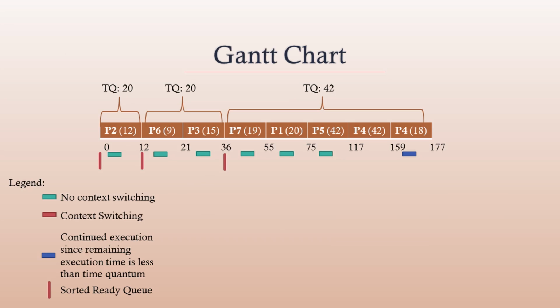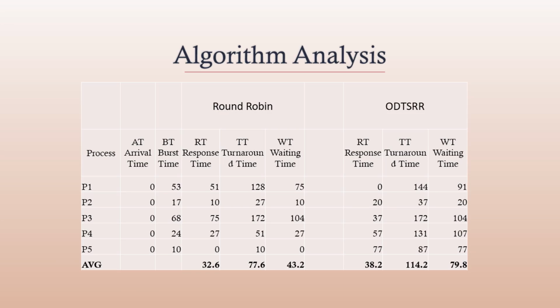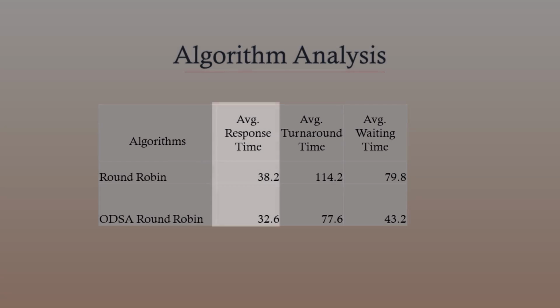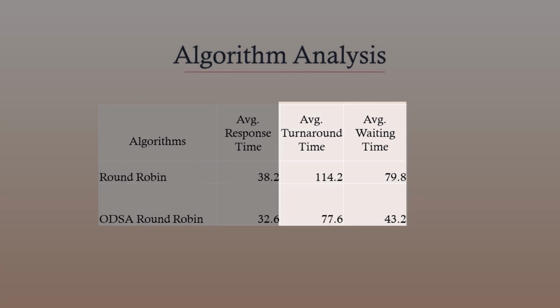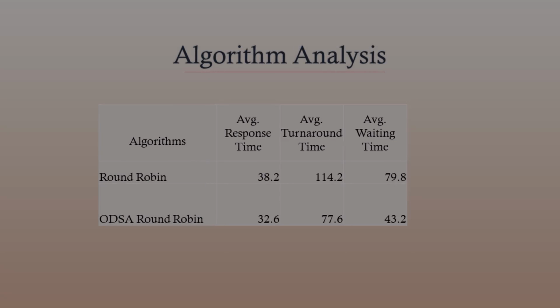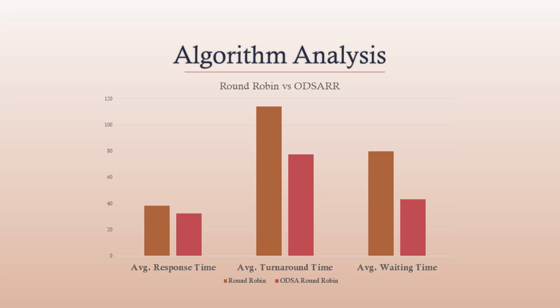Here is the Gantt chart of the example. Let's compare the regular round-robin's result with a modified round-robin algorithm. Response time was improved by 5.6 milliseconds, while turnaround time and waiting time were improved by around 36.6 milliseconds. Here is the graphical representation of the table.